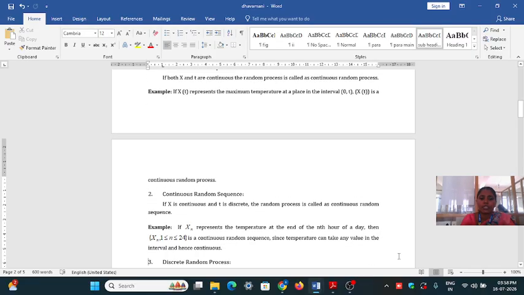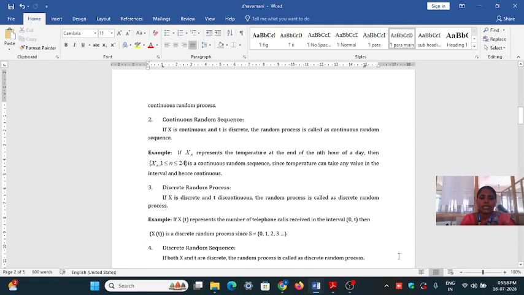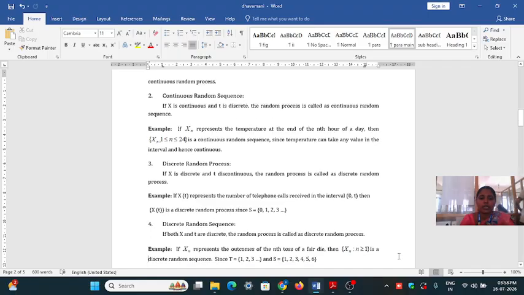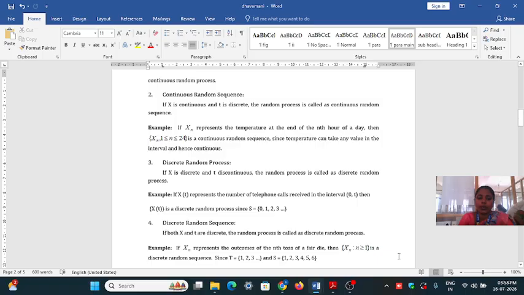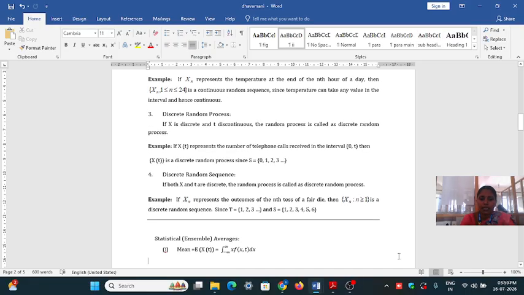Second one, continuous random sequence. If X is continuous and t is discrete, the random process is called a continuous random sequence. Third one, discrete random process. If X is discrete and t is continuous, the random process is called a discrete random process. And another one is discrete random sequence. If both X and t are discrete, the random process is called a discrete random sequence. One example: t is 1, 2, etc. and s equals 1, 2, 3, 4, 5, 6, in our set, the sequence {Xn : n ≥ 1}. This is one of the examples.